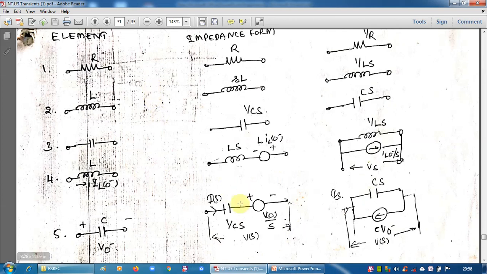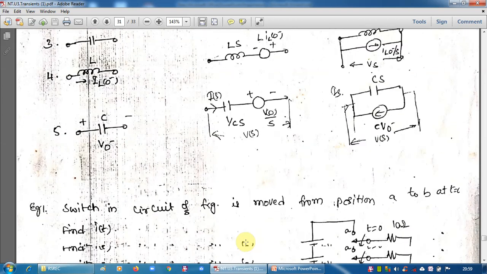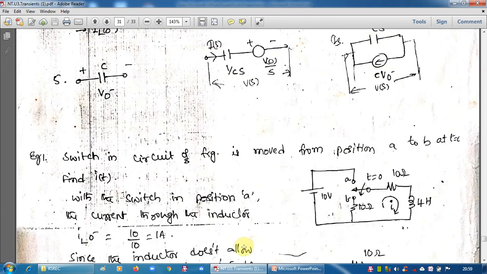In series circuits, R is to be represented like this, L is like this. If L has initial current like this, and C, if initial voltage is there, it is to be represented like this. That is the first step. And after that, in the transformed network, we need to express either I or voltage or anything what we require. Okay, we will see an example.